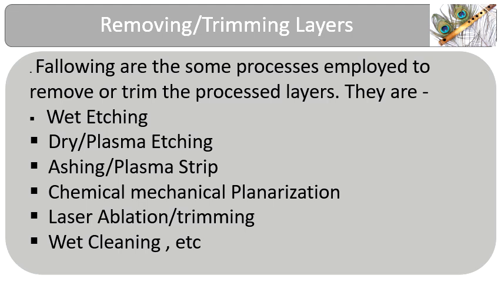Following are key processes used to remove or trim specific layers during semiconductor fabrication. They are: wet etching, dry or plasma etching, ashing or plasma strip, chemical mechanical planarization, laser ablation or trimming, wet cleaning, etc.